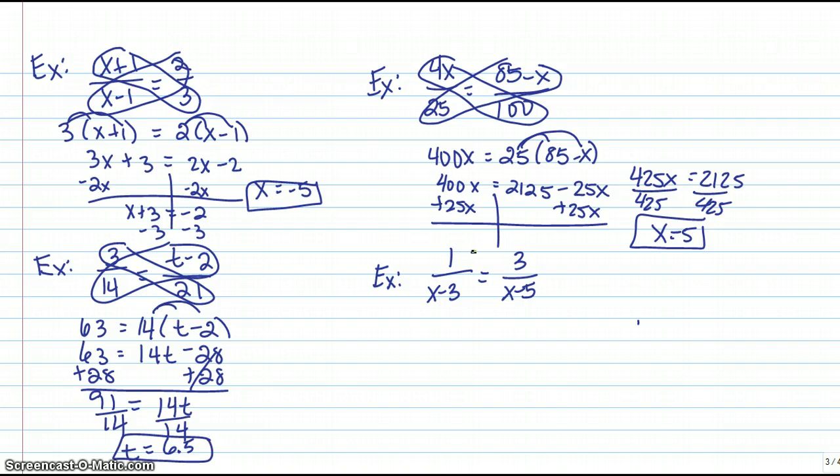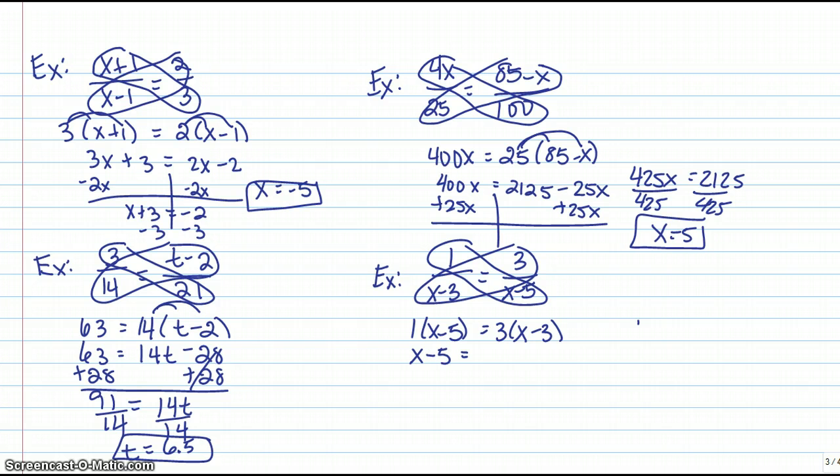Alright, so last one here, I'm going to cross multiply. So I've got 1 times x minus 5. And then over here, this is 3 times x minus 3. I'm going to distribute and get x minus 5 equals 3x minus 9. Then I'm going to get my x's together. So subtract x on both sides.